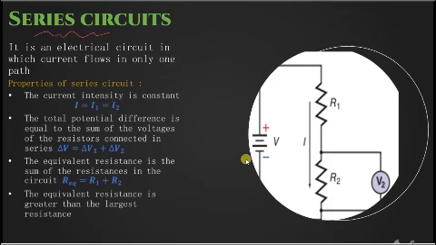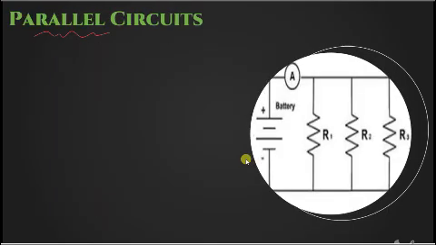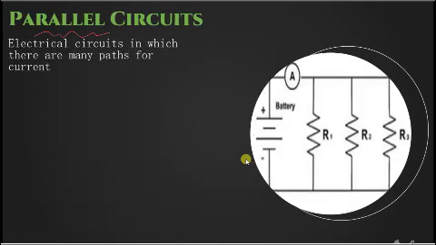And I want you to be very careful when you're talking about series circuits or parallel circuits. Everything we said in the series circuit, we will say the reverse in the parallel circuit. So, parallel circuits are electric circuits in which there are many paths for the current. Remember what we said in the series circuit? It's only one path. But here in the parallel, we have many paths. And what are the properties? Also, everything we will reverse.